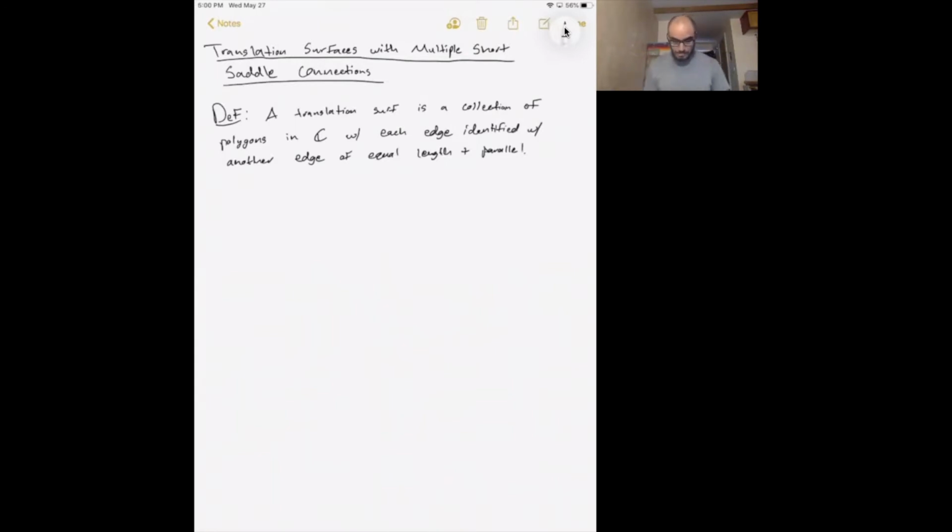So one good example is the regular octagon. Bet you didn't know I could draw that good an octagon that quickly. So we take this octagon and we identify opposite sides. And so what you get, in this case, you can work out, is a genus 2 surface topologically.